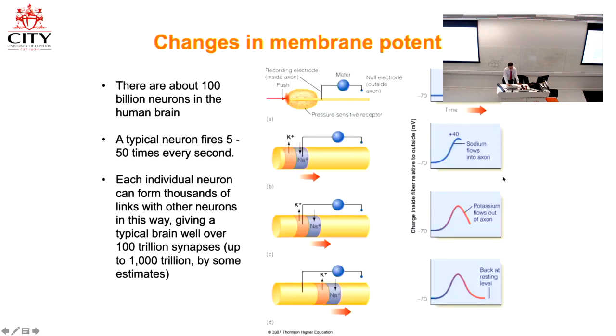We don't want to go through too much detail of what exactly is happening here, but what we need to know is there are about 100 billion neurons in the brain, and each neuron has around 1,000 connections with other neurons. So we end up with 100 to 1,000 trillion synapses. That is why it's very difficult to study the brain. There is a huge amount of connections, and if you stimulate the brain with some stimuli, it's very, very difficult to see what exactly is happening.